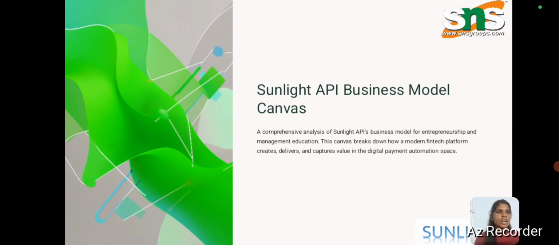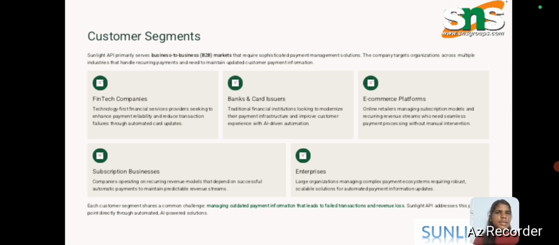Today I am going to talk about the Sunlight API Business Model Canvas, a comprehensive analysis of a Sunlight API business model for entrepreneurship and management education. This canvas breaks down how the modern fintech platform creates, delivers, and captures value in the digital payment and automation space. Customer segments.